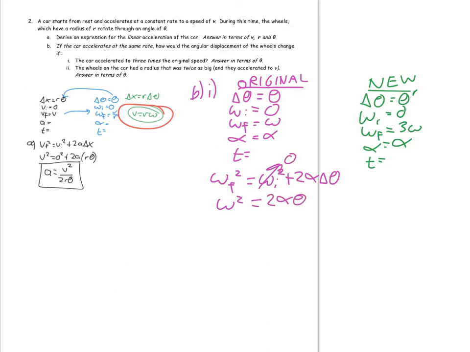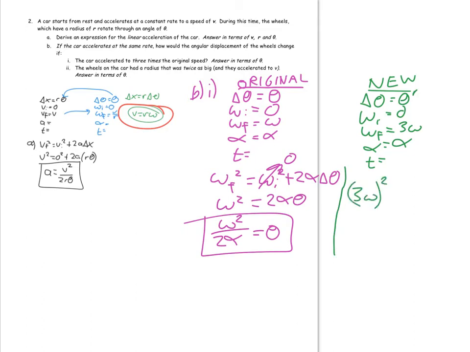And if I solve for theta, I get omega squared over 2 alpha. And now I'm going to do the same thing for theta prime, except my final speed now is going to be 3 omega. So (3 omega) squared equals 0 squared plus 2 alpha times theta prime, using this same equation here. And so I end up getting 9 omega squared equals 2 alpha times theta prime. And when I solve for theta prime, I get that it's 9 omega squared over 2 alpha.